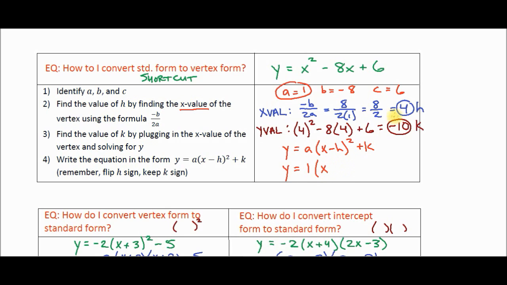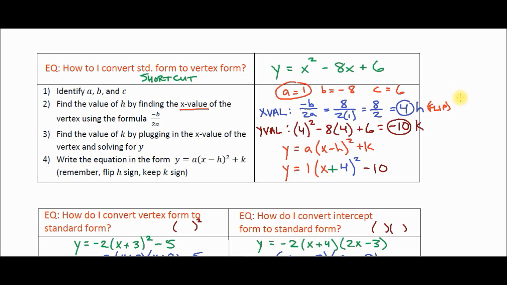1 times x. Now, the h value is 4. We flip it when we put it in the equation. I'm going to make a note here so you see it is plus 4. And that's going to be squared. And then the k value is minus 10. Let's put a little note here just to make sure you guys remember. We flip. Let me change that color so it matches. Or I'll just write it in red so you guys see it. We flip.